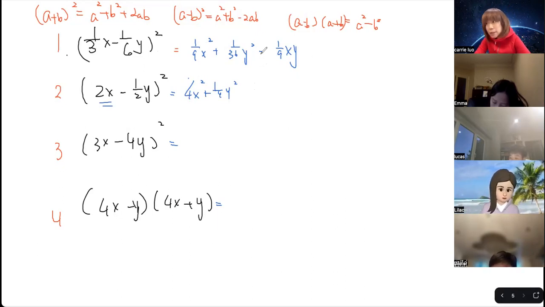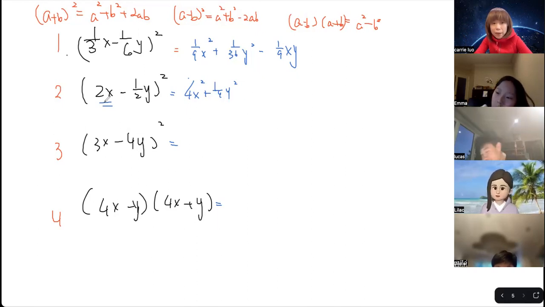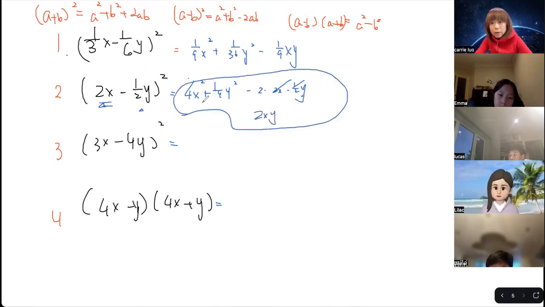Lilac, you did well earlier, but now you've stopped, right? The teacher gave you time to work, and only Emma and Daniel were working. Lucas, I'm telling you, you're next. So it's Lilac's: negative two times 2x times half y equals what? Negative two times 2x times half y equals 2xy. Get it? Lilac, this one squared plus this one squared, plus two times this one times this one. Okay, so next one, Lucas.